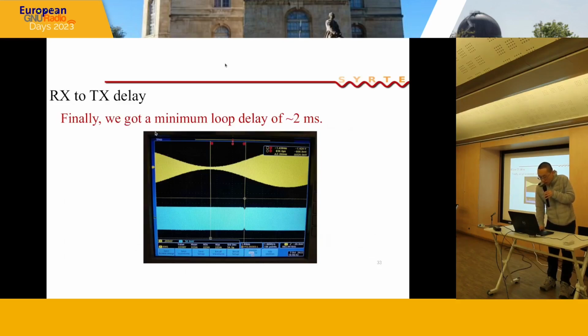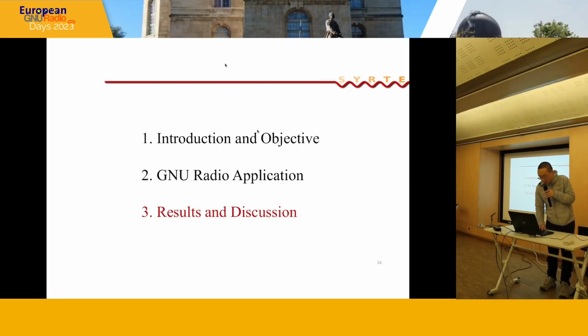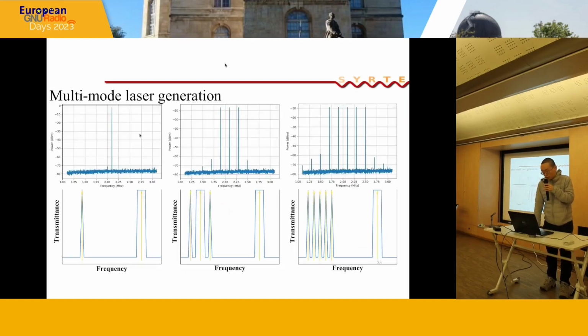And finally, we got a minimum loop delay of nearly 2 milliseconds in our working flow graph. And here we come to the results and discussion.